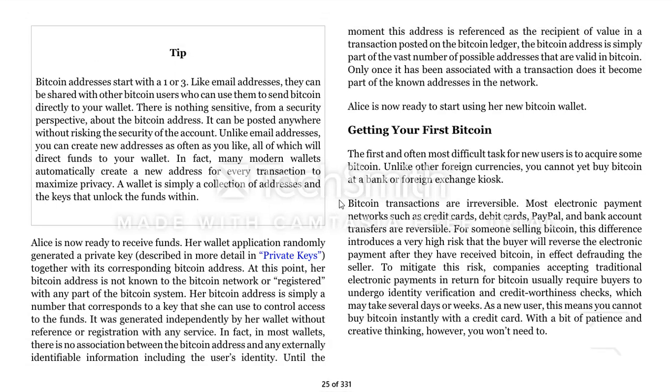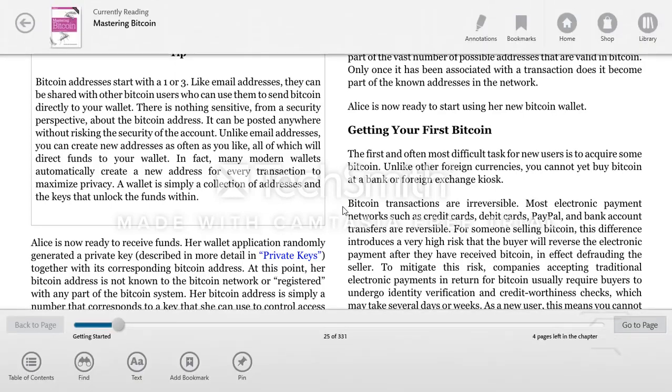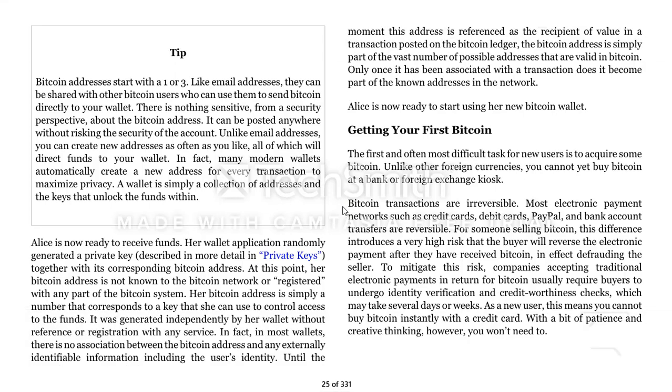Her wallet application randomly generated a private key, described in more detail in Private Keys, together with its corresponding Bitcoin address. At this point, her Bitcoin address is not known to the Bitcoin network or registered with any part of the Bitcoin system. Her Bitcoin address is simply a number that corresponds to a key that she can use to control access to the funds. It was generated independently by her wallet without reference or registration with any service.